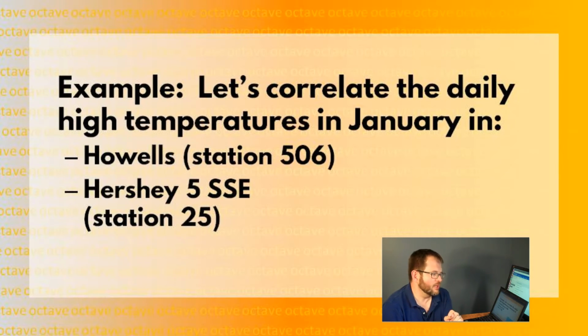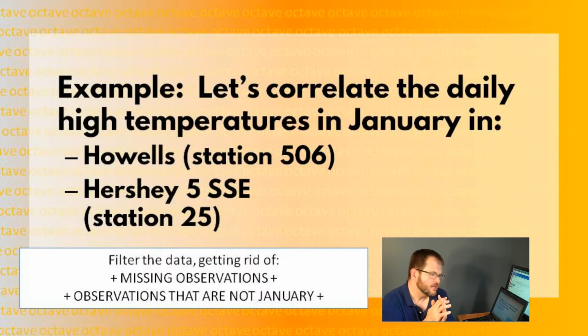Let's say we want to correlate the daily high temperatures in January at two stations. One will be Howells and one will be Hershey, just to have chosen two stations that I know have pretty good data records. So I want to pull out of the database all of the observations of high temperature for each of the days in January out of our 10-year data set, and I want to see how they correlate. If it's warmer than usual in Howells, is it warmer than usual in Hershey? If it's colder than normal in Howells, is it colder than normal in Hershey?